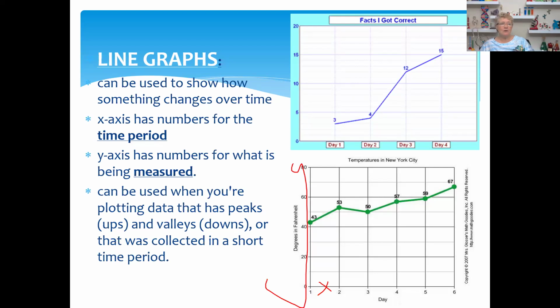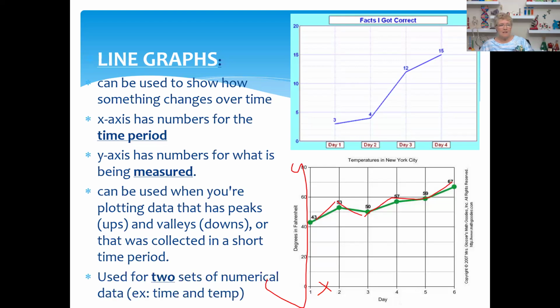You can use these line graphs when you're plotting data that has ups and downs, like this one. You know, this temperature in New York City goes up and then down, and then up and then low, and then up again. All right. Or that was collected in a short period of time. And it's often used for two sets, like time and temperature. That's what we can see right here, time and temperature.